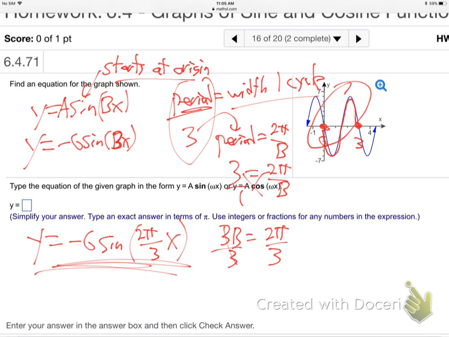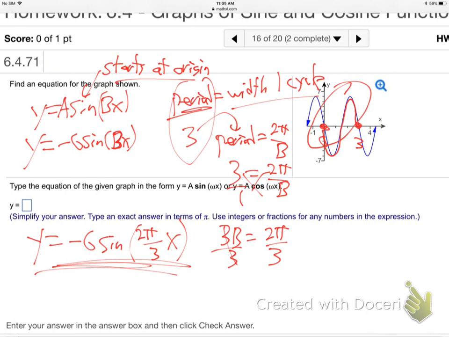Is negative 6 sine the same thing as negative 2 pi over 3 of x in terms of sine? Could you put the negative in here instead of the front? Yeah. Remember how sine is an odd function, so you can have the negative in here or in the front, it's all the same? Those are equivalent. Not both, though. You wouldn't have it out here and in there. Just one or the other.